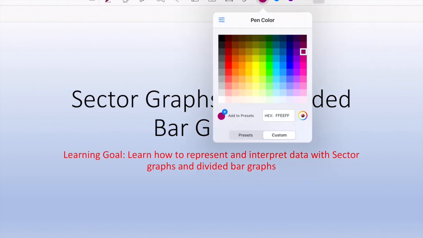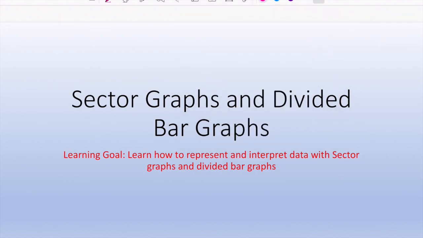We're looking at sector graphs and divided bar graphs. That's just another way of representing information and data. So that's what this is. We're representing and interpreting data, and it just happens that in this lesson we're looking at sector graphs and divided bar graphs. All right, so write the title, learning goal, and off we go.